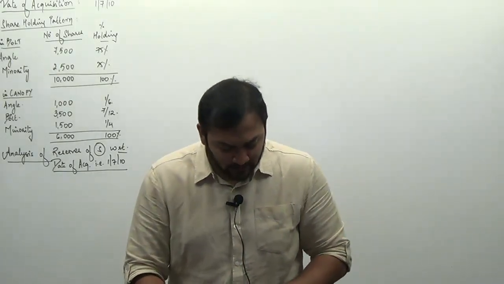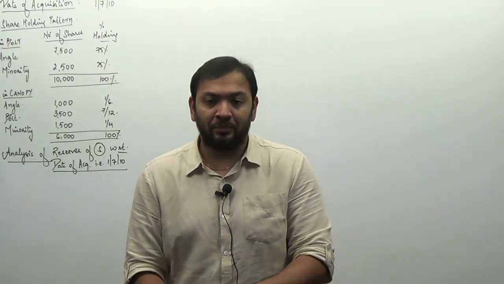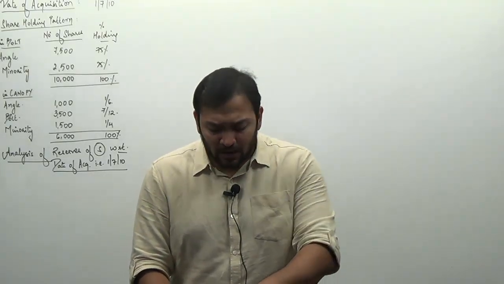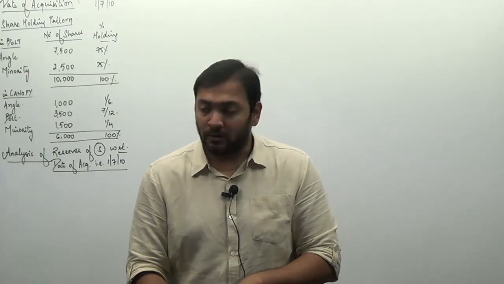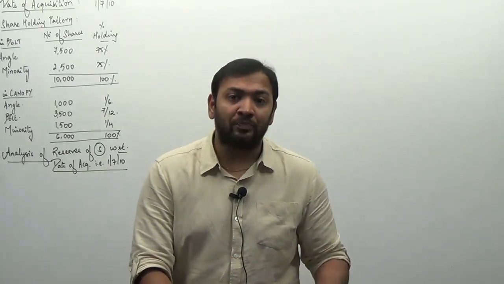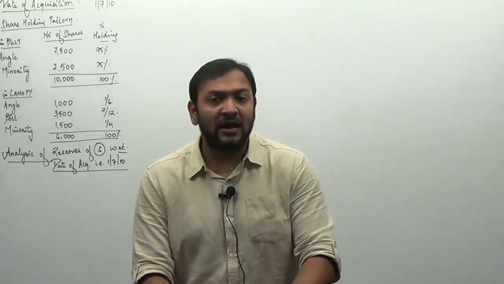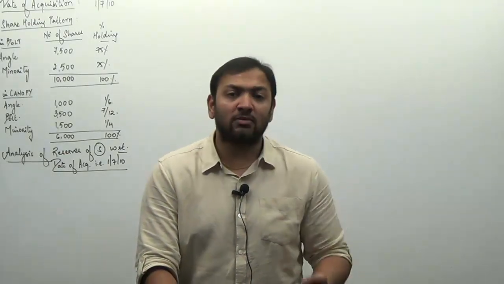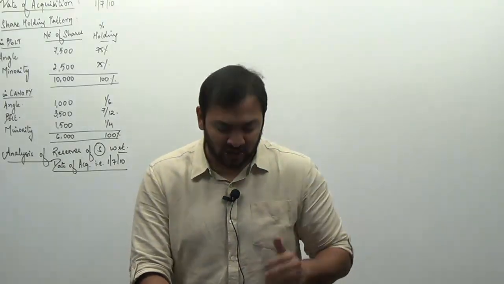Check the reserves. Balance sheet reserve of Canopy is 75,000. Come to the balance on 1st Jan. 1st Jan balance is 50,000. So that means appropriation in 2010 is 25,000. 12,500 is pre, 12,500 is post. So total pre-acquisition should be this 50,000 plus 12,500, 62,500 pre-acquisition, 12,500 post-acquisition.